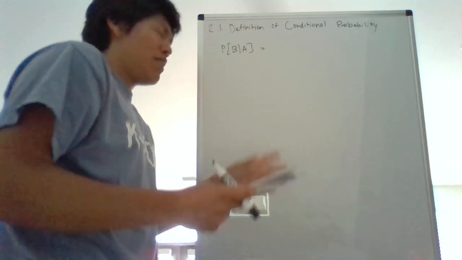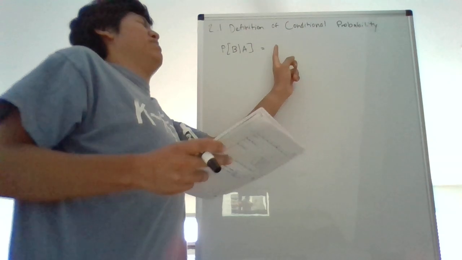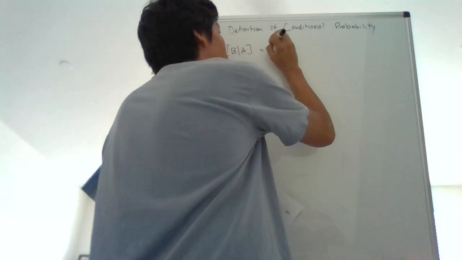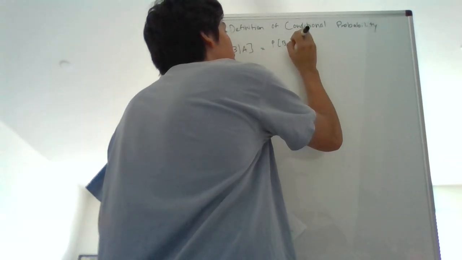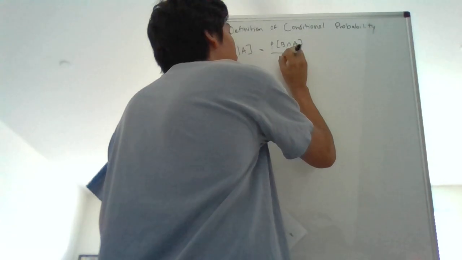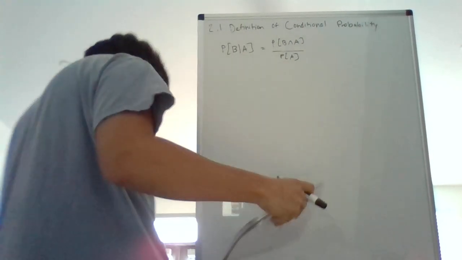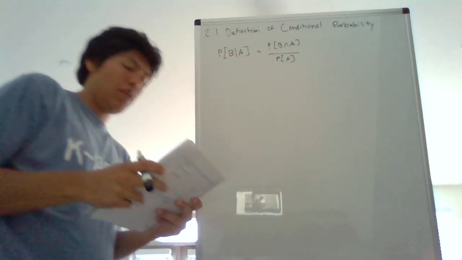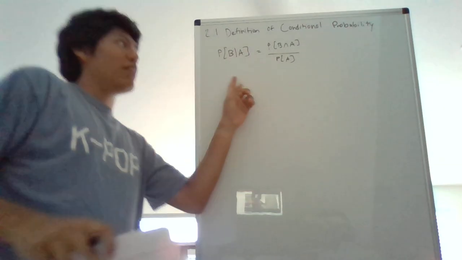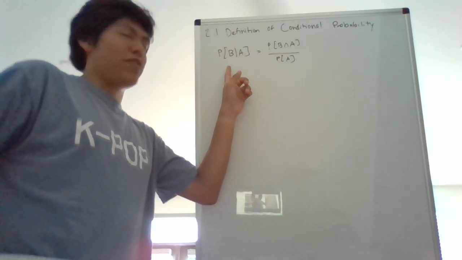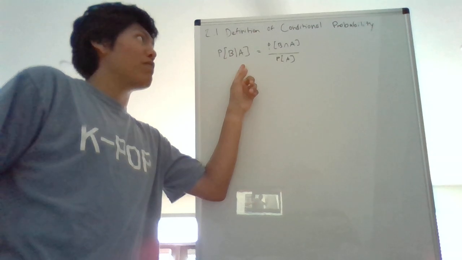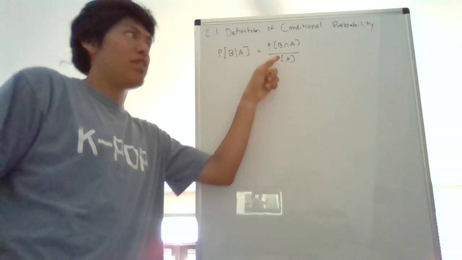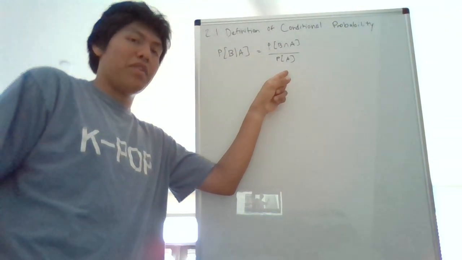And the formula, or the expression written out, is this. It's the probability of B intersect A over the probability of A. This is the formula for finding the probability of an event B given that event A has already happened. We take the intersection of events B and A, and we divide that by the probability of event A.